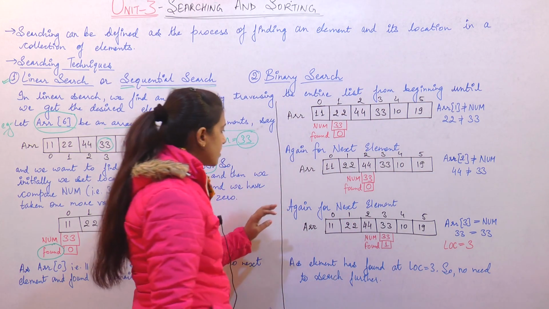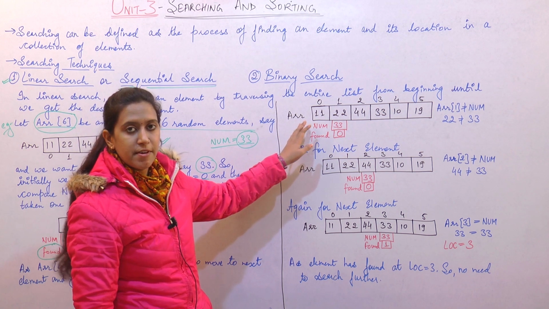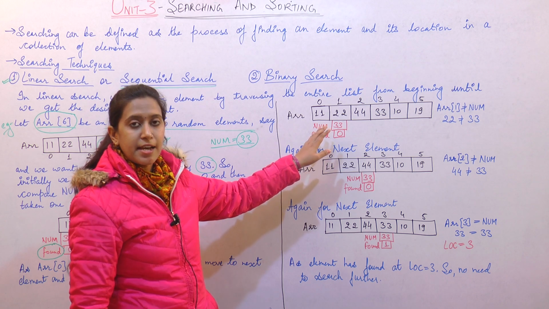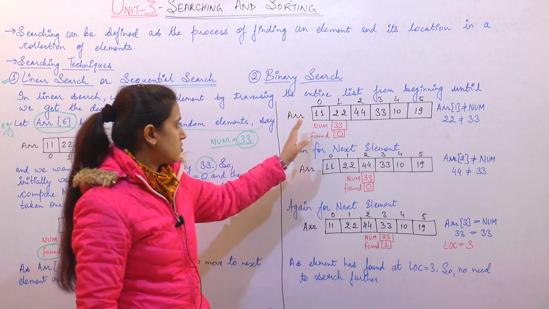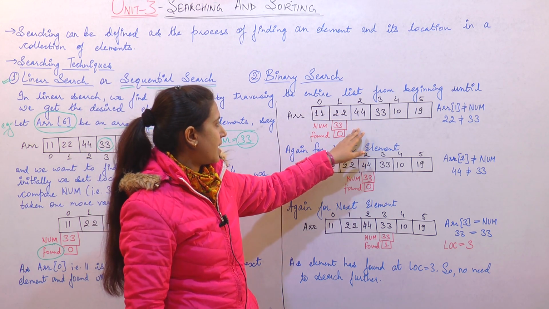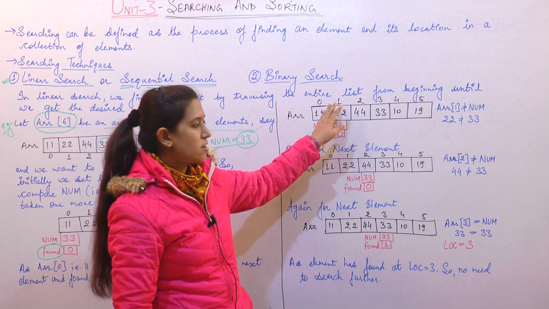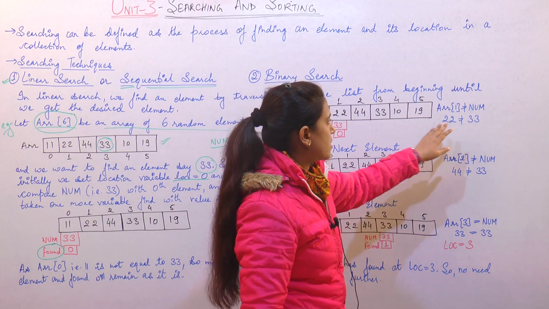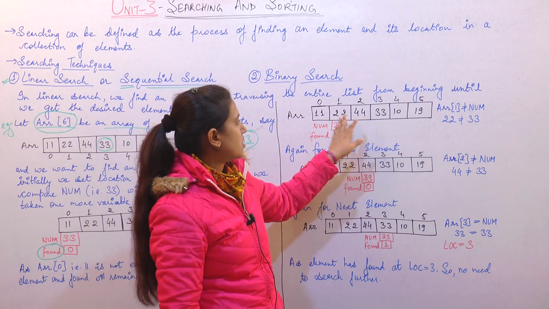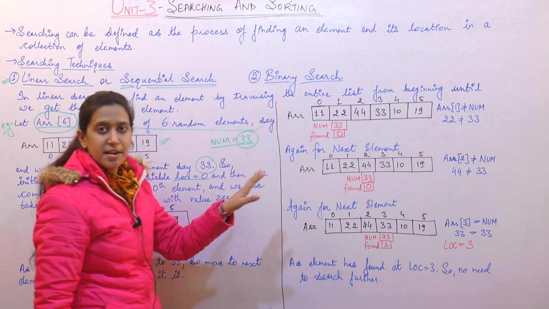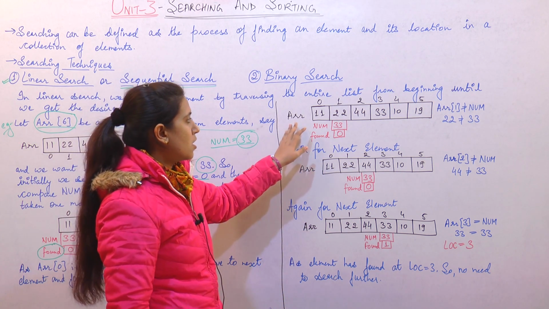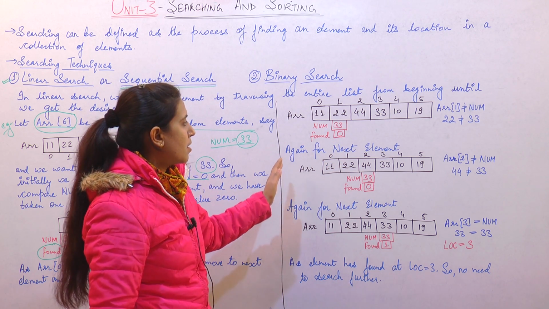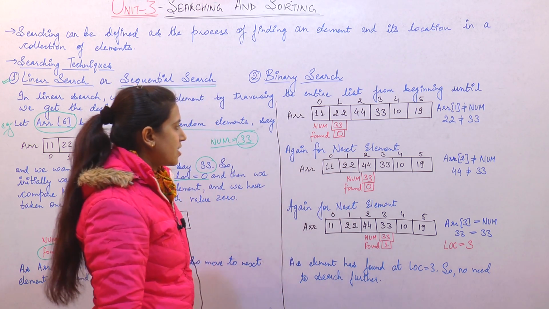Now after location 0, we will compare our searching element 33 with the next element in the array. So we will compare number 33 with the element 22, which is stored at location 1. ARR[1] is not equal to num, that means 22 is not equal to the desired element we are searching, that is 33. So the value of found will again remain 0 and we will move to the next element.